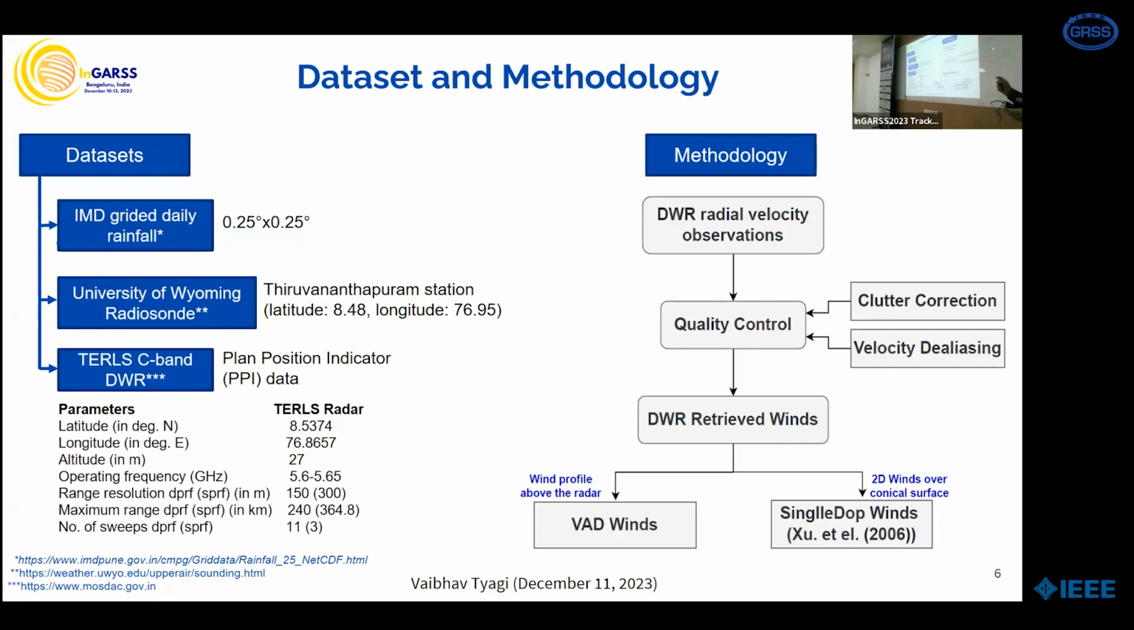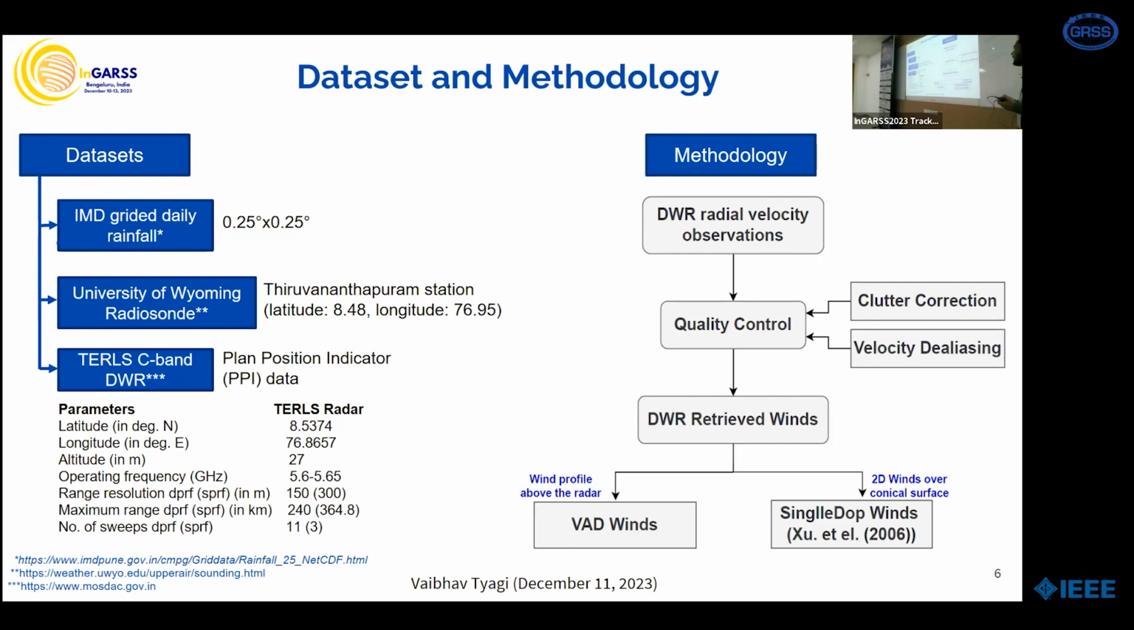That problem is known as velocity folding, and we need to apply corrective measures in order to deal with this challenge. Once the data is quality controlled, we apply two methods that are used to generate the winds. One is known as the VAD method. VAD is known as the velocity azimuth display method. That gives the vertical profile over the radar only.